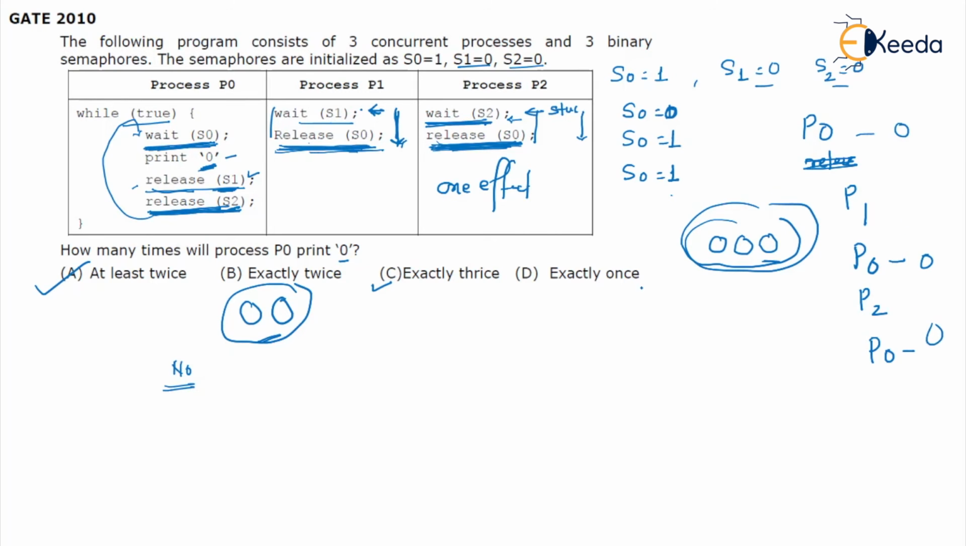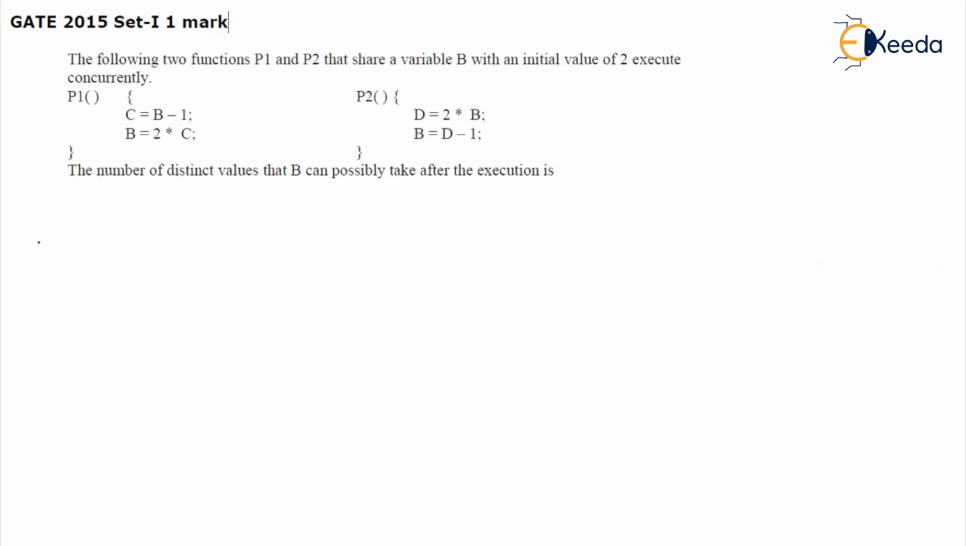But if I give you a sequence where you execute P0 complete, then execute P1, then execute P2, and then again execute P0, this sequence will give you only 2-0 printed. So the answer for this question is A, at least twice.